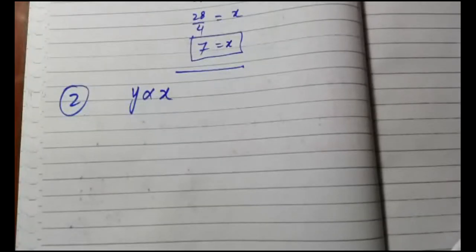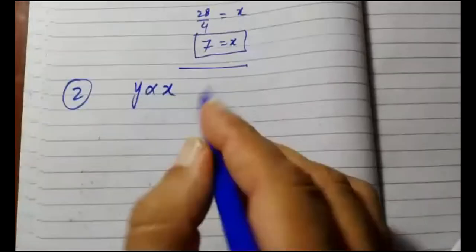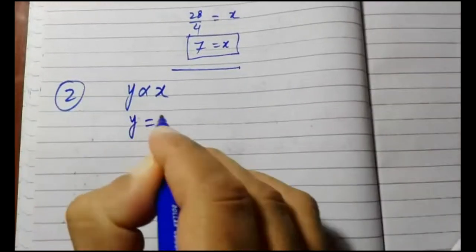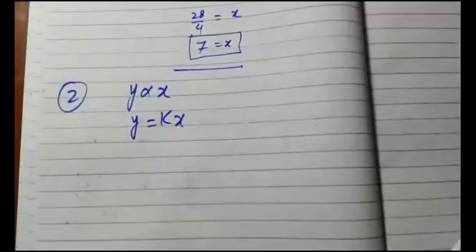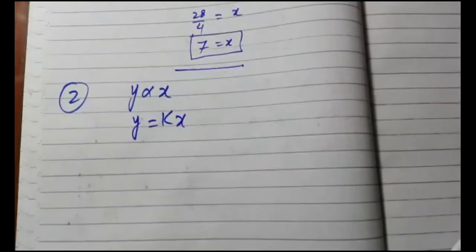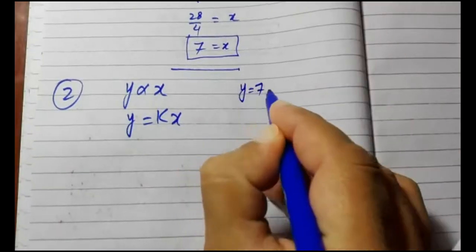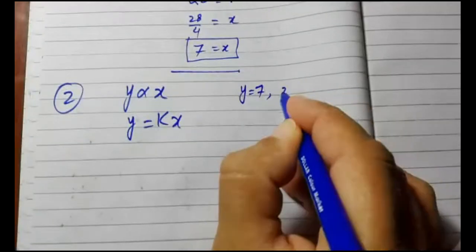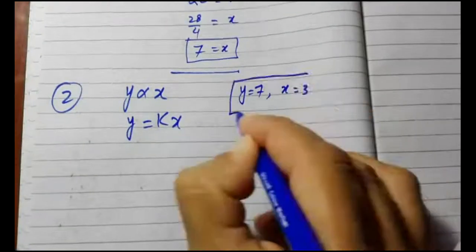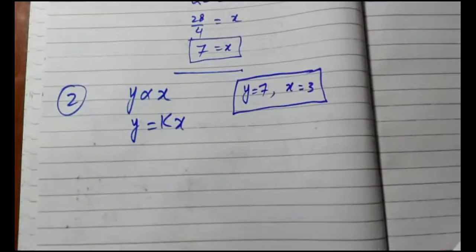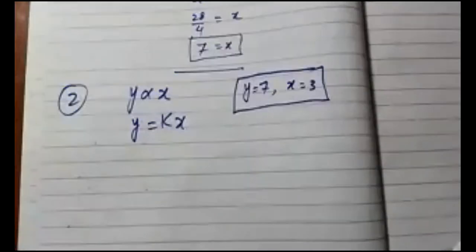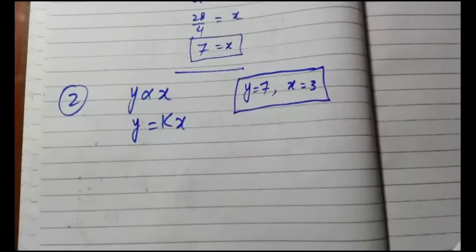We have y directly proportional to x, and we have to find the value of x. Then you will write it as y equals k times x, and the given pair will be solved. For that purpose, you can see that in the statement of the question it is very clearly written that when y equals 7, x equals 3. You can see that a pair of values of y and x is already written in the statement of the question. The purpose is very simple, that we are provided given values of the equation.